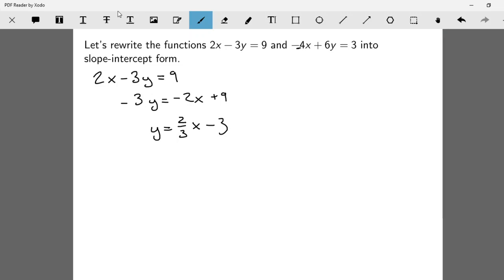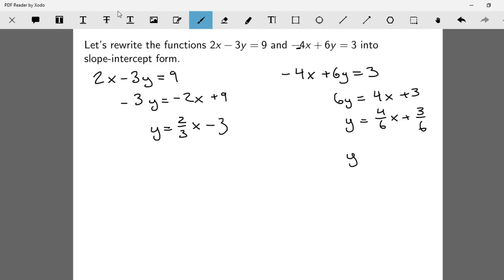Great, and now let's do this one over here. Minus 4x plus 6y is equal to 3. And if you feel like it, you can always pause the video and work on the solution yourself. 6y is equal to 4x plus 3. Y is equal to, we'll just write it out, 4 over 6x plus 3 over 6, and then simplified and reduced, 2/3 x plus 1/2.